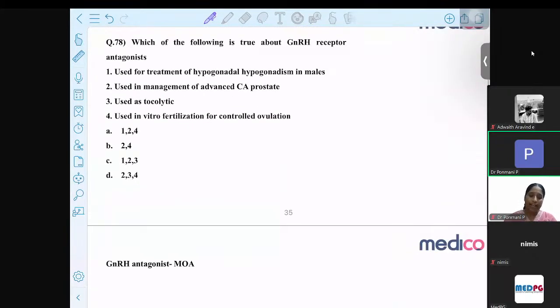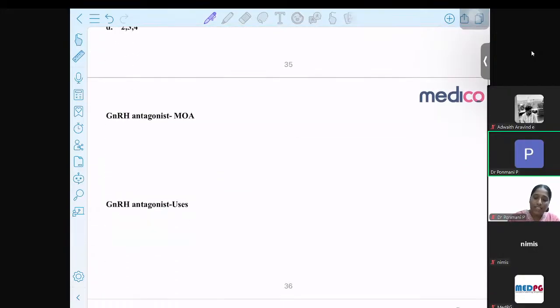And now moving into the next question. Which of the following is true about GnRH receptor antagonist? Okay. So first let us see what GnRH is used for. What is the function of GnRH? It is going to increase the level of follicle stimulating hormone and luteinizing hormone.